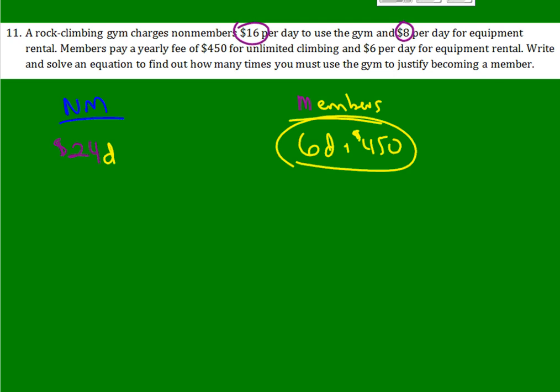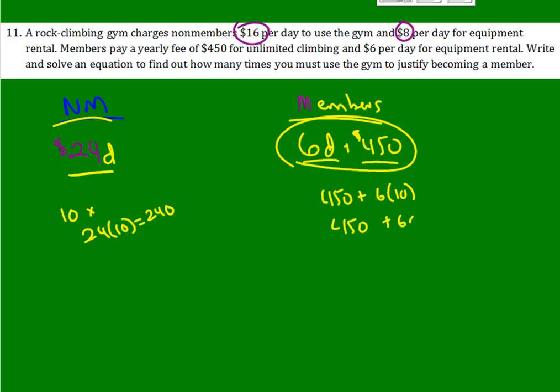Okay, so if I go once, this is clearly the better option, because I'm paying $24 versus $6 plus 450, so $456. So if I go once, being a non-member is well worth it. Even if I go 10 times, this is still just $240, whereas this is $510. So even at 10 times, it's still cheaper to be a non-member.